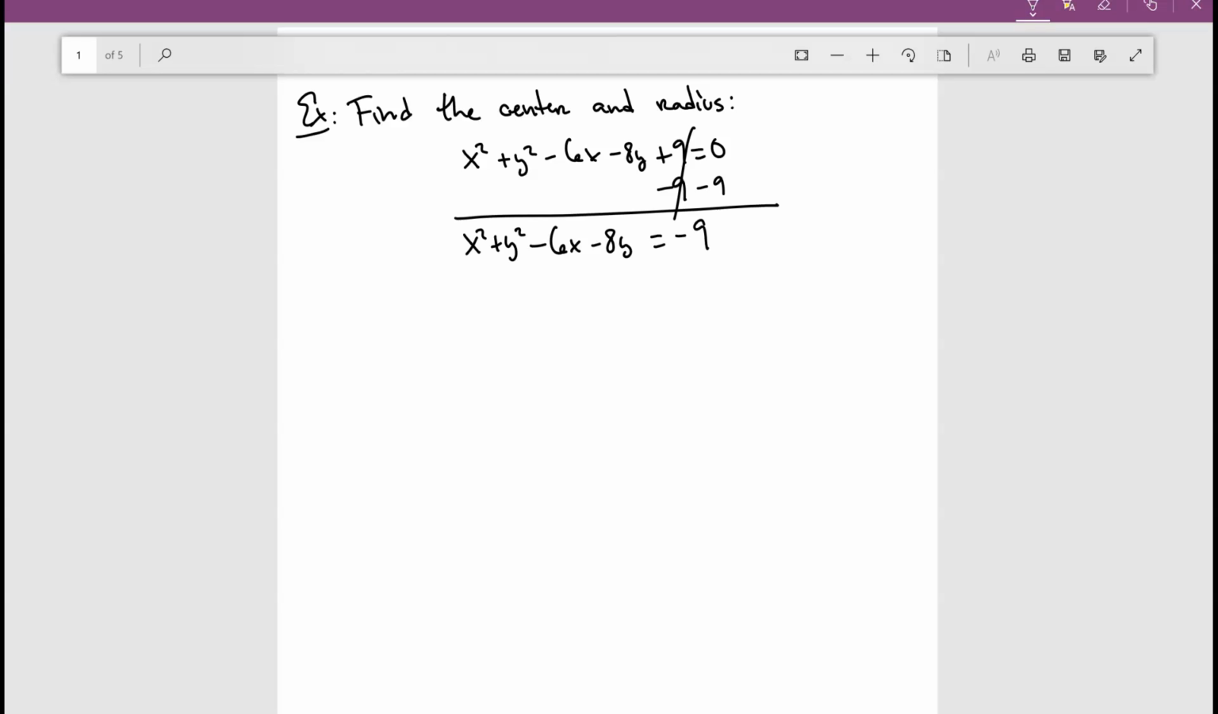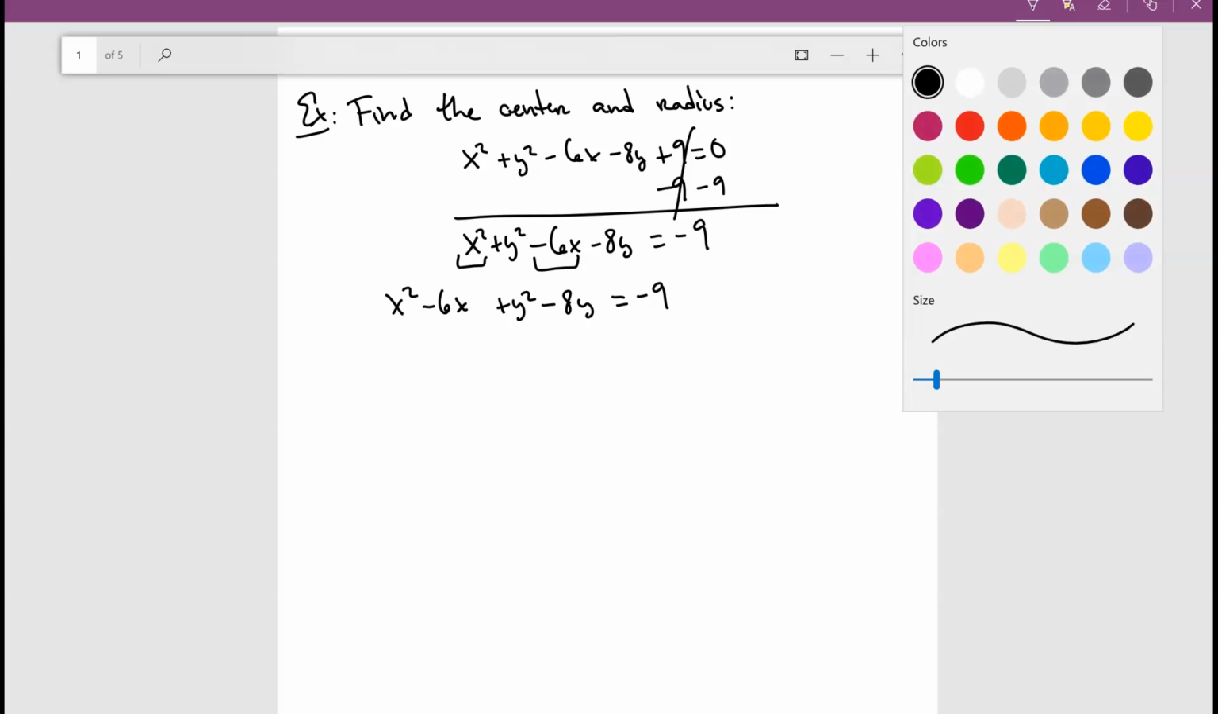Now let's group all my x's together. So here I have an x squared and a minus 6x. And then I have a plus y squared minus 8y equals negative 9. And now I'm ready to complete the square.